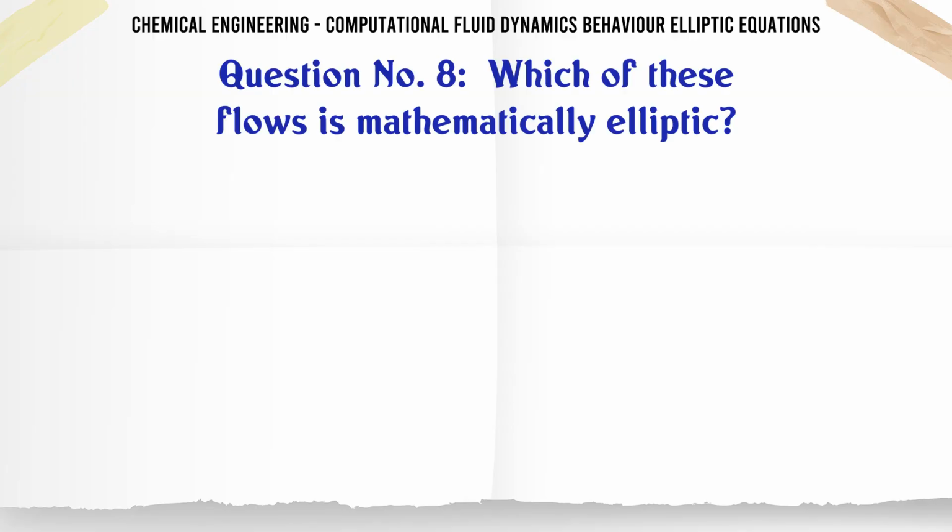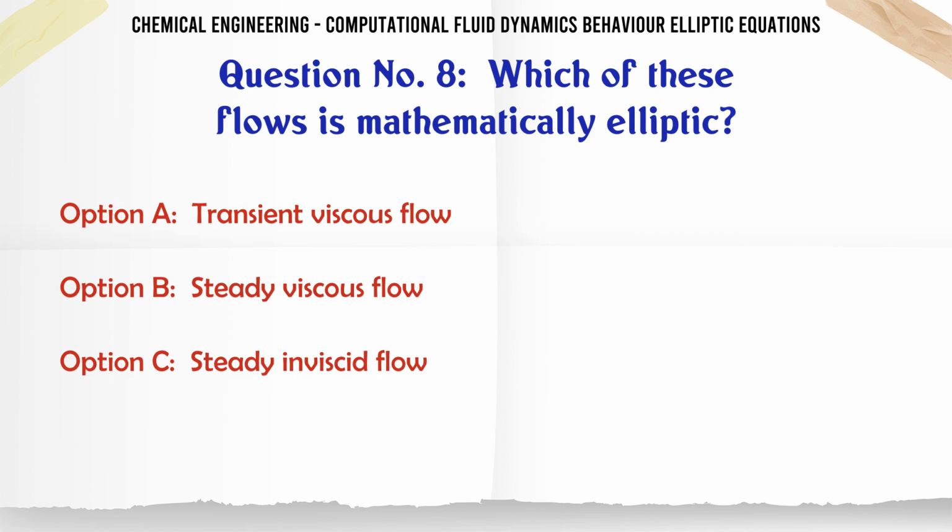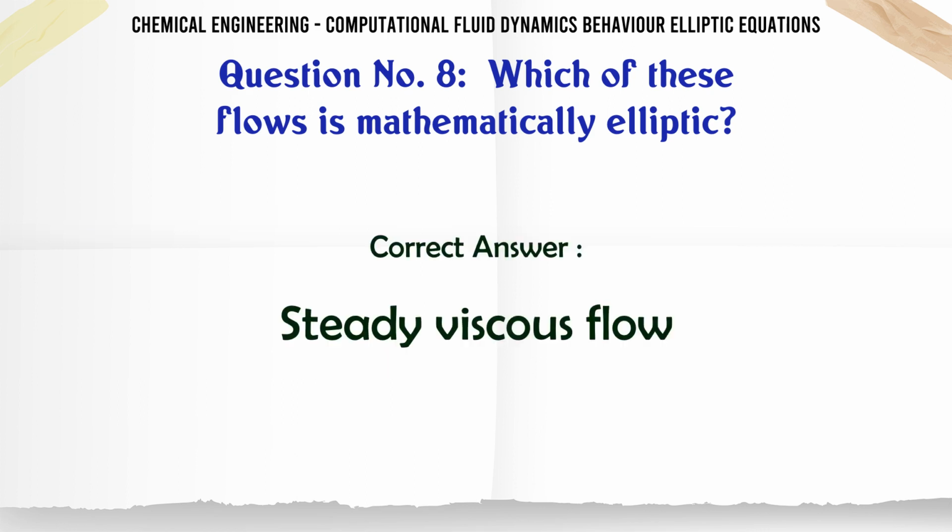Which of these flows is mathematically elliptic? A. Transient viscous flow. B. Steady viscous flow. C. Steady inviscid flow. D. Transient inviscid flow. The correct answer is steady viscous flow.